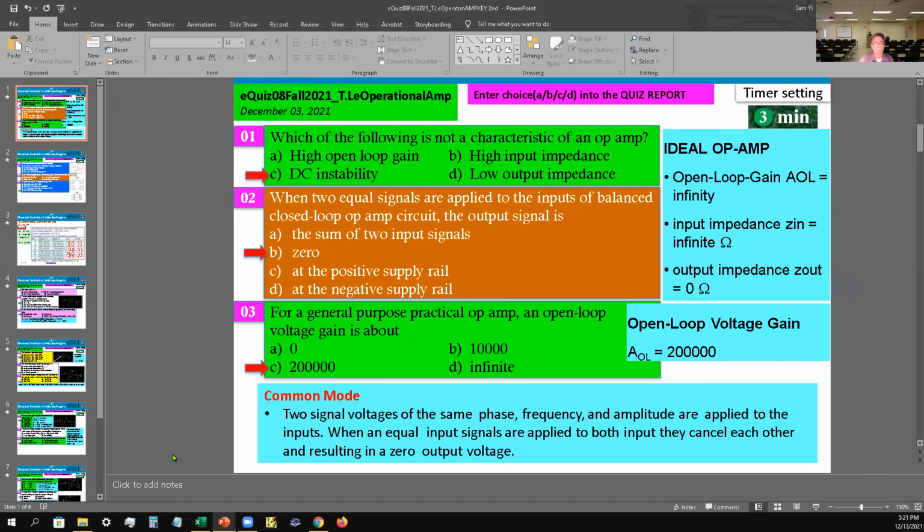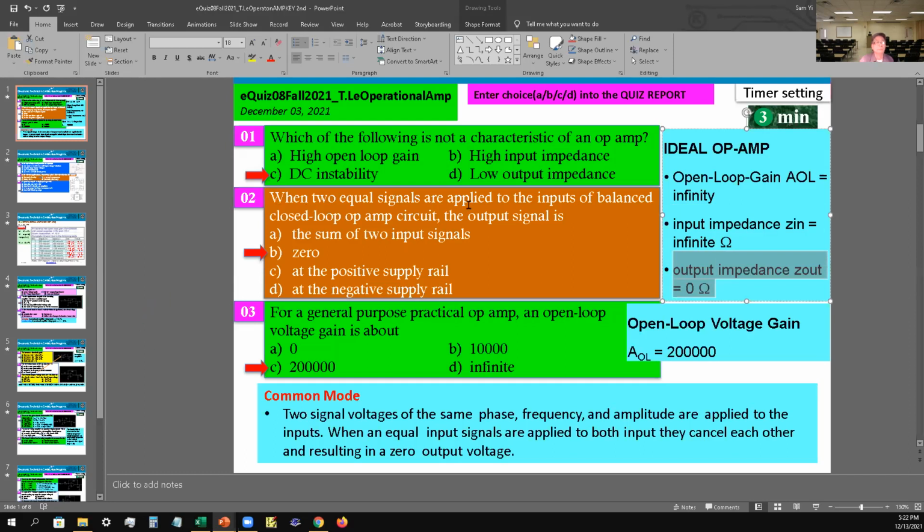Okay, so number 1, which of the following is not a characteristic of an op-amp? The answer would be C, DC instability, because they do have a high open loop gain, because right here, open loop gain, it's infinity. High input impedance right here is an input impedance. It's supposed to be high, and then the output should be very low, that's close to 0 ohm. So A, B, and D are correct, but C is not correct. So the answer is C for number 1.